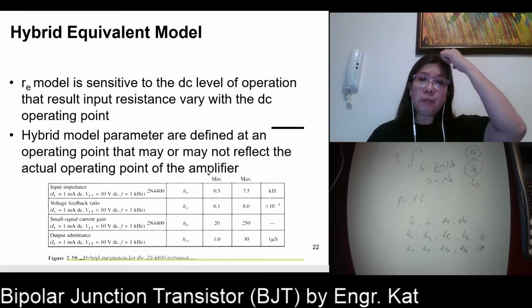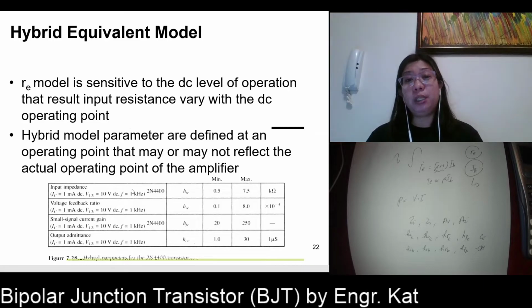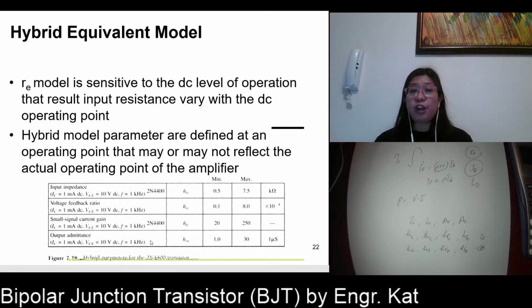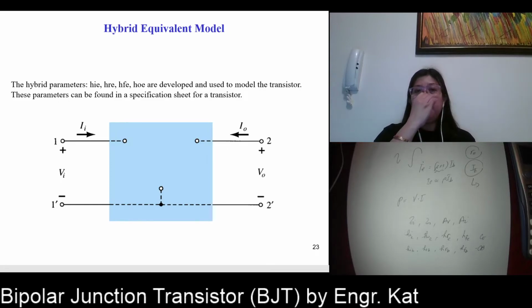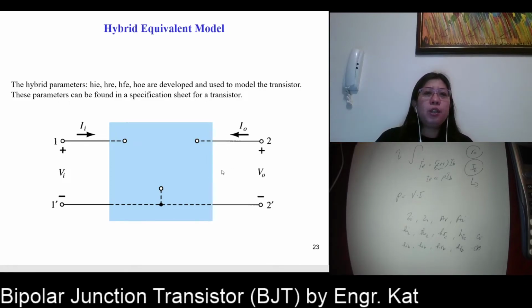Hybrid model parameters are defined at an operating point that may or may not reflect the actual operating point of the amplifier. Usually they are given in a transistor specification sheet. So you don't need to solve for the DC analysis. You just have to look for the values of your hybrid parameters. So this is the hybrid equivalent model. The hybrid parameters HIE, HRE, HFE are developed and used to model the transistor. These parameters can be found in a specification sheet for a transistor.